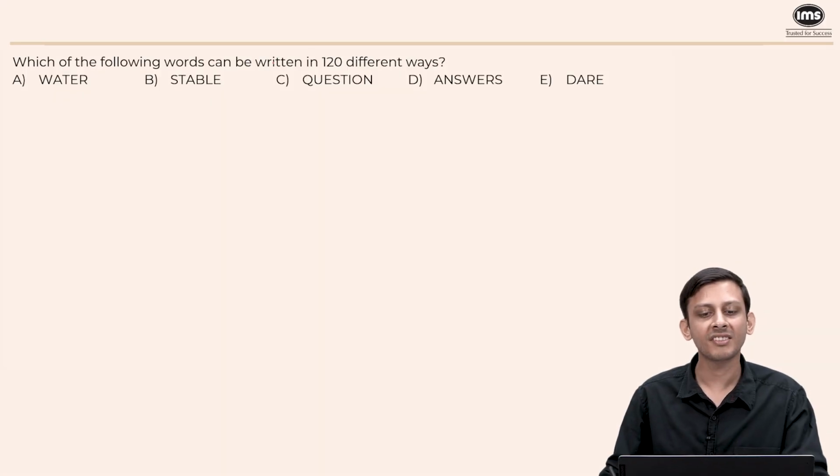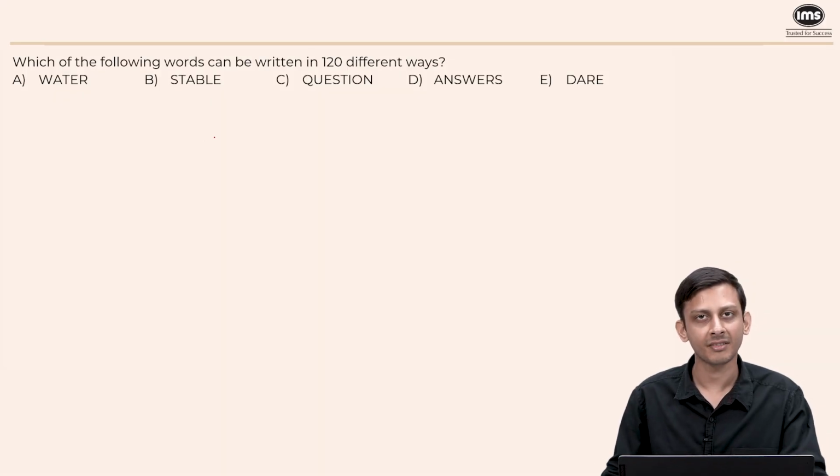Which of the following words can be written in 120 different ways? Now again, a very simple question on PNC. We have to think 120 is 5 factorial, 5 into 4 into 3 into 2 into 1. So we will get 120 ways when we are arranging 5 different objects in a straight line. 5 different objects can be arranged in a straight line in 5 factorial ways. So that will give us 120 ways.